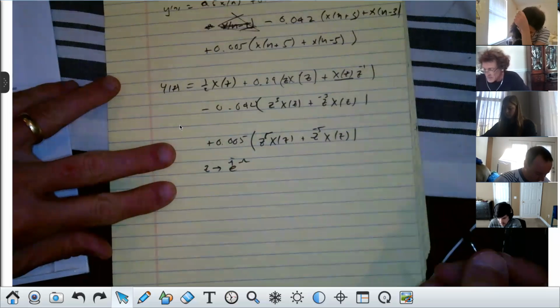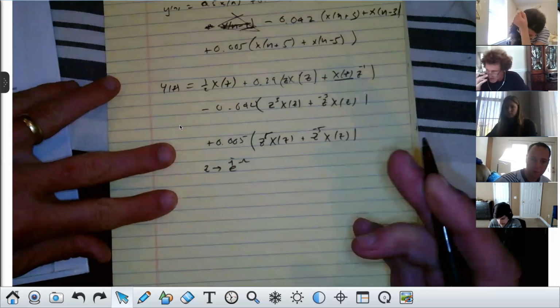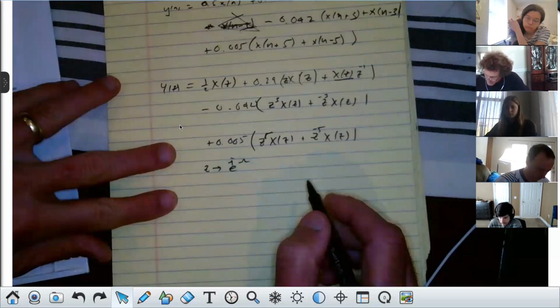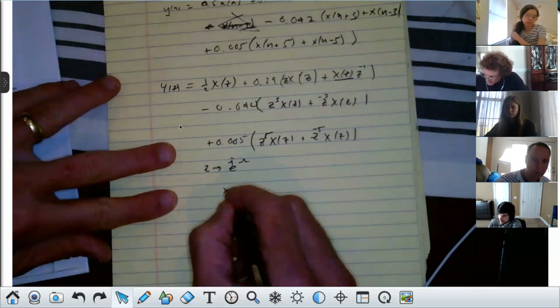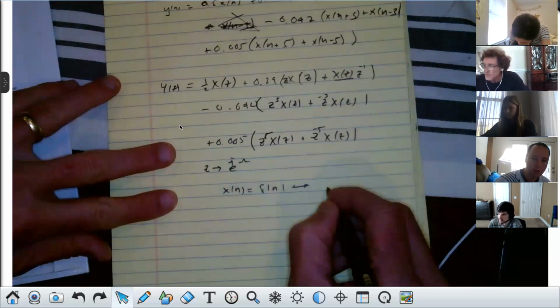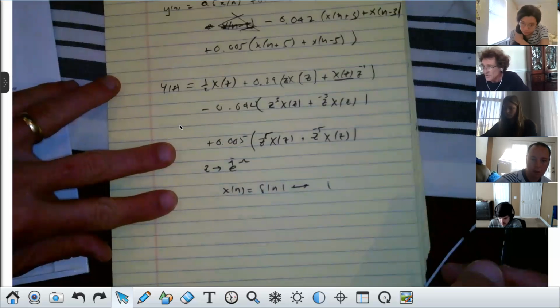We assume the input, since we want a frequency domain response, we want h of omega, right? And that means x of n would be equal to delta of n, which would give me 1 in the frequency domain, the z transform of that. Do you agree with me, everybody?